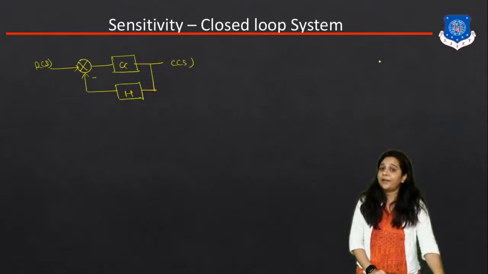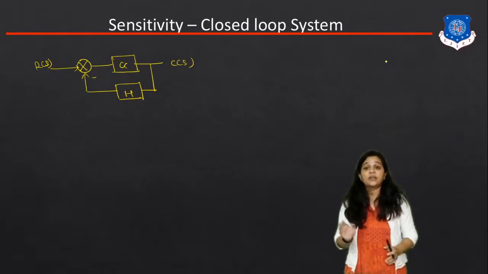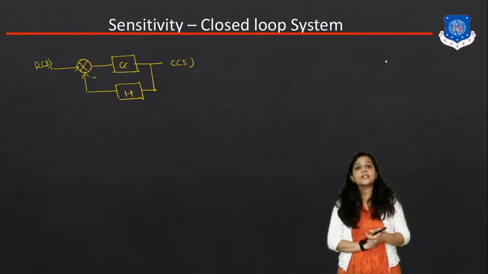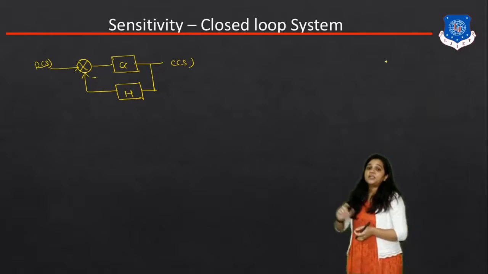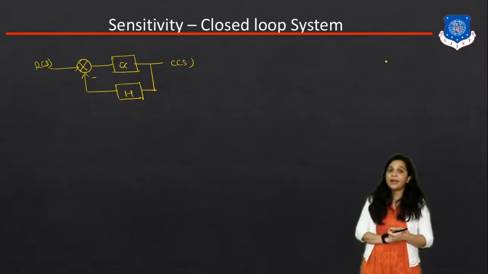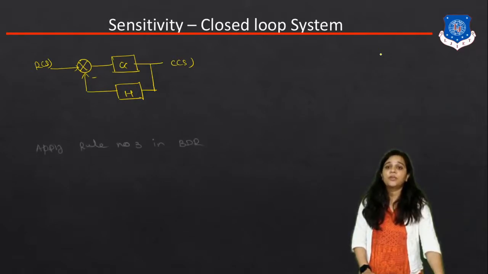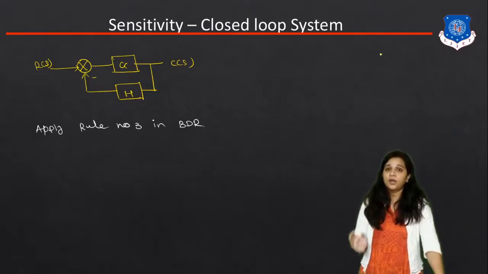So to find the system sensitivity for the closed loop system, we can consider a closed loop system where R(s) is the reference input and C(s) is the output. Here we take G as the forward path and H as the feedback element, with negative feedback. To write down the transfer function for this closed loop system, we have to use rule number 3 of the block diagram reduction technique. And what is rule number 3? Forward path upon 1 plus or minus forward path into the feedback path.